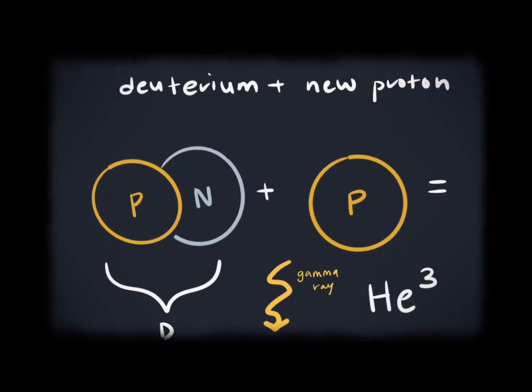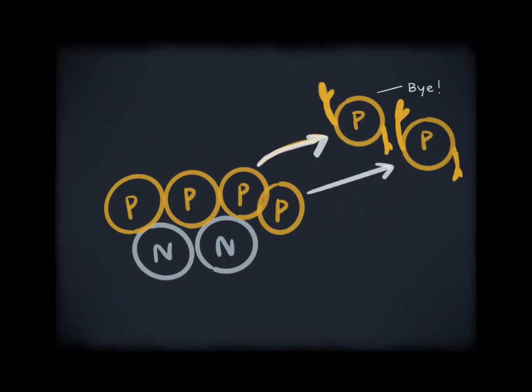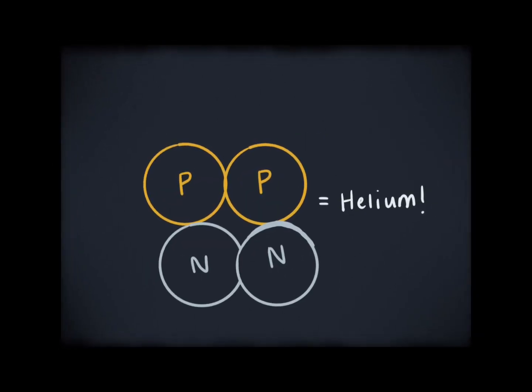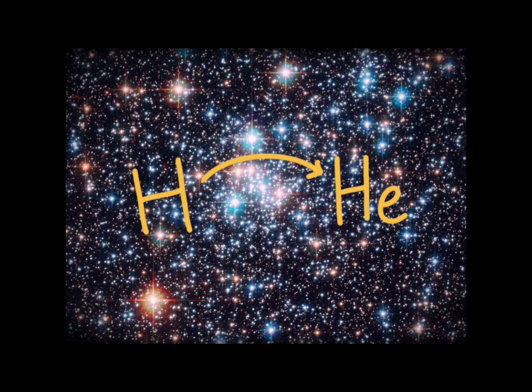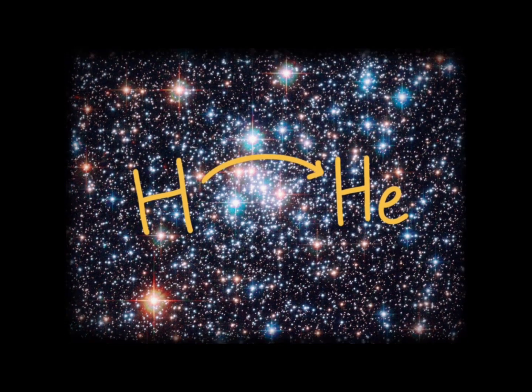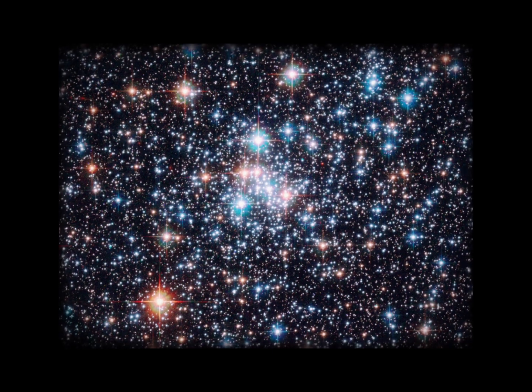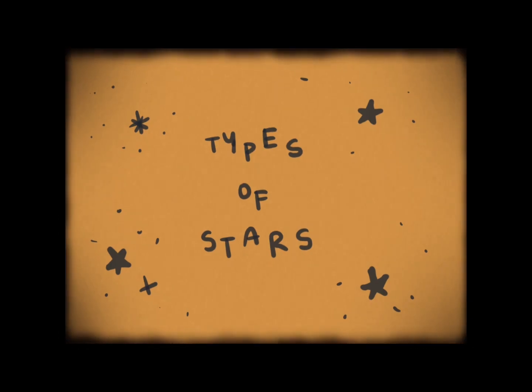The final step in the chain is two helium-3 atoms reacting to form one ordinary helium and two ordinary hydrogen atoms. This process of hydrogen converting to helium happens constantly, at least until the hydrogen is exhausted, and is what creates the pressure needed to keep the star from collapsing under its own weight, and the energy by which it shines. Stars are primarily classified based on their mass and temperature.